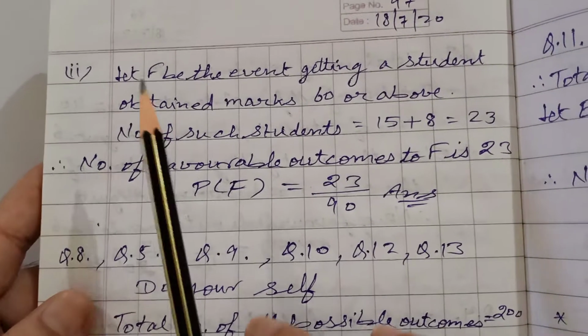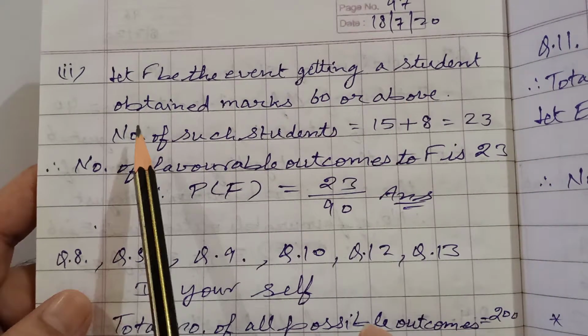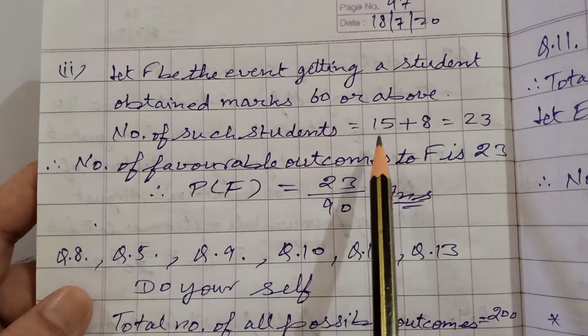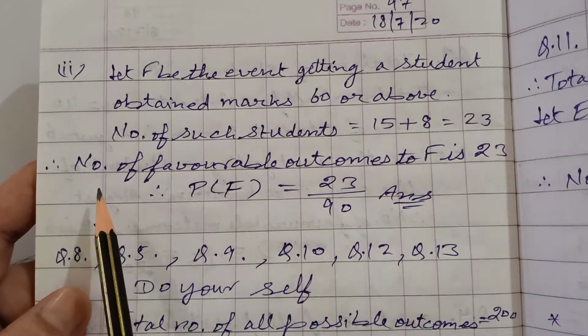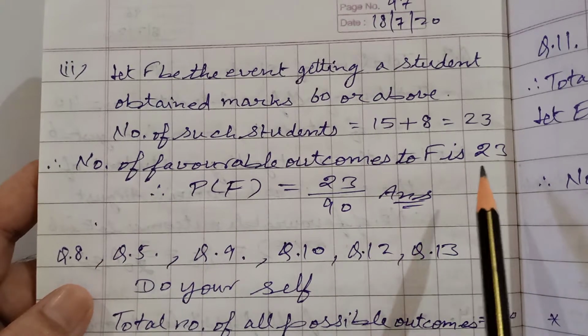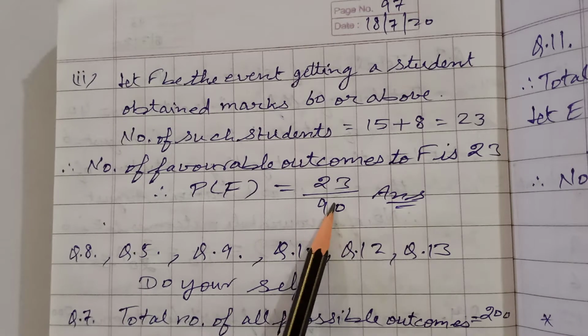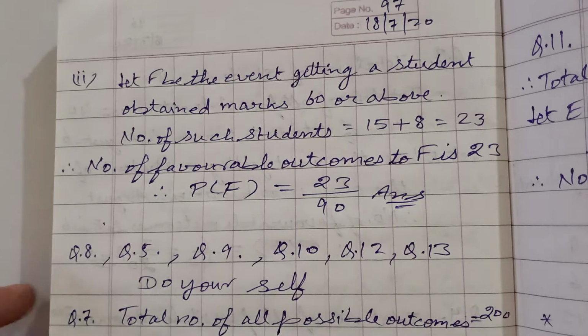Now we explain. Let F be the event of getting a student who obtained marks 60 and above. The number of such students is 15 plus 8 equal to 23. The number of favorable outcomes to F is 23. Hence P(F) equal to 23 upon 90, where 23 is the number of favorable outcomes and 90 is the total number of possible outcomes.